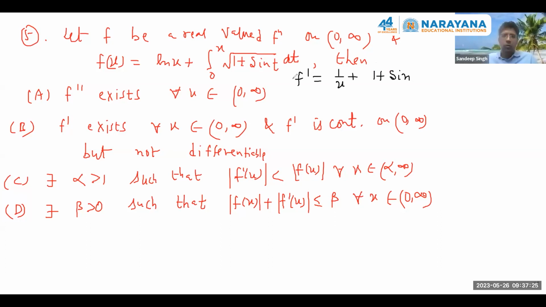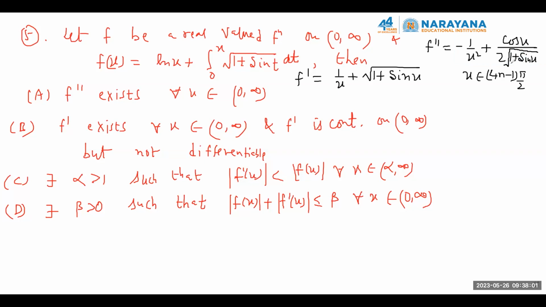First option, let us check whether f double dash exists for all x. So what is your f double dash? Tell me. Plus cos x divided by 2 under root 1 plus sin x. Is that clear? Which obviously does not exist for x belonging to, tell me, 4n minus 1 pi by 2. So x belonging to this does not exist. Someone is getting BC, another is getting CD.